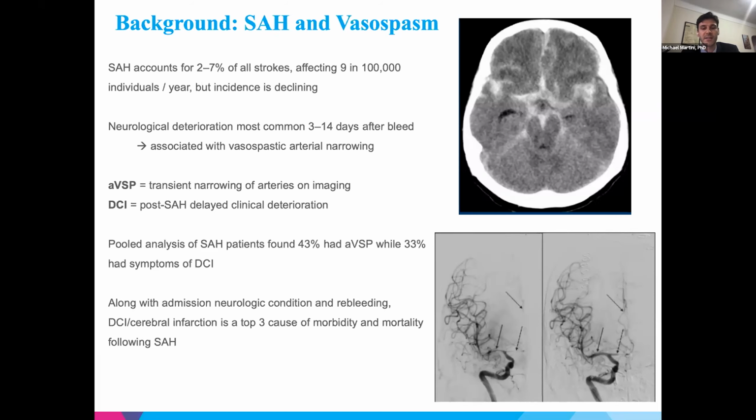And in pooled analyses of SAH patients, about 43% showed signs of vasospasm on imaging, while about a third had symptoms of DCI following their bleeds. And this distinction is important because along with initial neurological condition and rebleeding, DCI, but not necessarily vasospasm, has been shown to be a top cause of morbidity and mortality after subarachnoid hemorrhage.